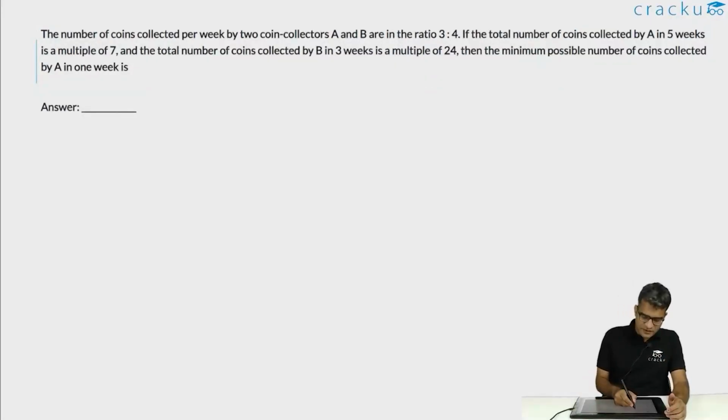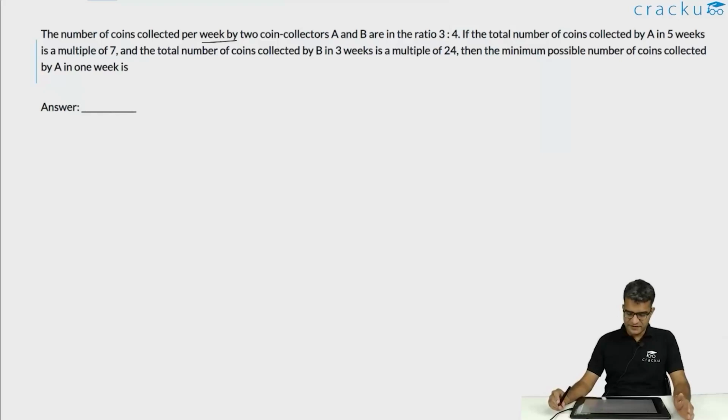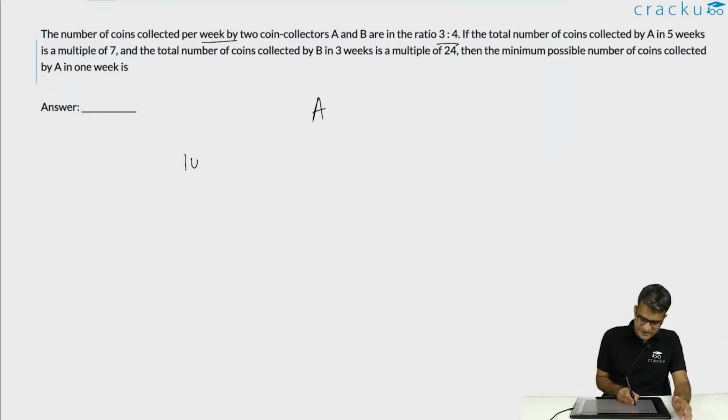In this question, we are told that the number of coins collected per week by 2 collectors, A and B, are in the ratio 3:4. So in 1 week, the number of coins collected by A and B are in the ratio 3:4. So A would be, say, 3x, and B would be 4x.